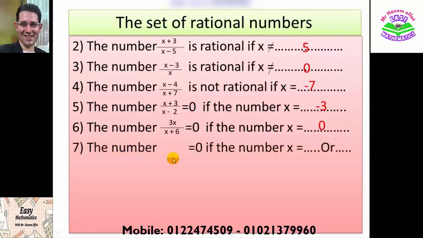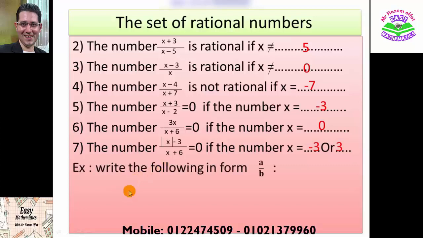Number 7. The number absolute x minus 3 over x plus 6 equals 0. Here we must look to the numerator, but we know here there is an absolute value. So x here has 2 values. Why? Because with the absolute value, it may be 3 or negative 3 to get 0. If we have positive 3, it will be 3 minus 3 equals 0. If we have negative 3, it will change to positive 3, minus 3 equals also 0. So x here must equal 3 or negative 3.